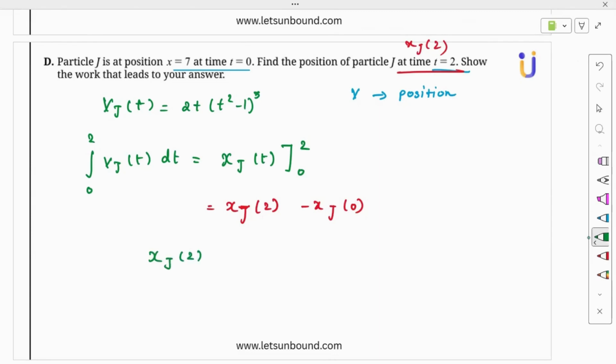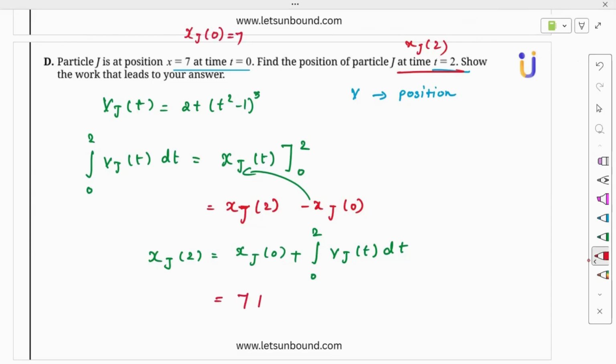So let me make xj of 2 the subject. Xj of 2 is equal to, this will shift to the other side, xj of 0 plus the integral from 0 to 2 of vj of t dt. So all I need is xj of 0 and this integral. What is xj of 0? It is given: xj of 0 is 7. So 7 plus this value, and we need to use integration here.